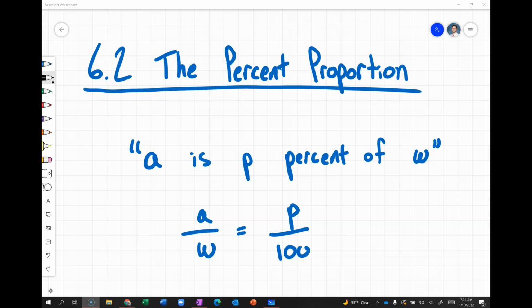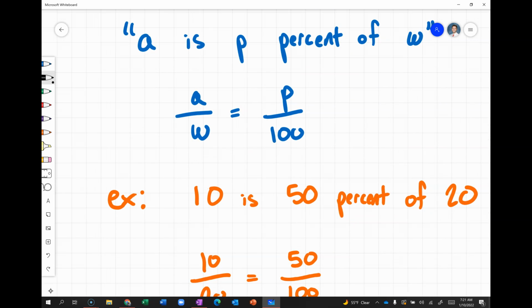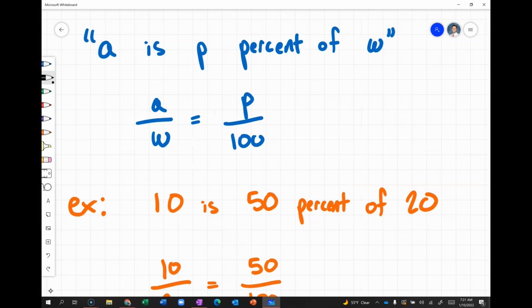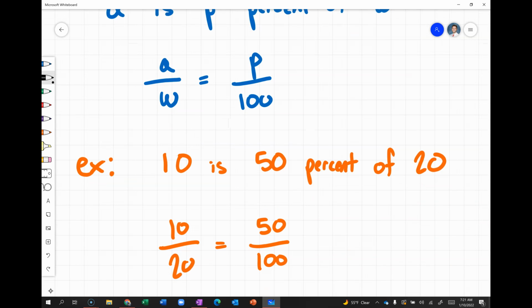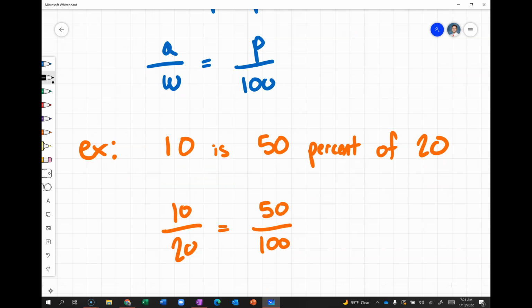I know that can sound kind of confusing in algebra terms, so here's a simple example. 10 is 50% of 20. 10 is our part, A, and that's 50% of the whole, 20. So 10 over 20, A over W, is equal to 50 over 100, where 50 is P, the percent.